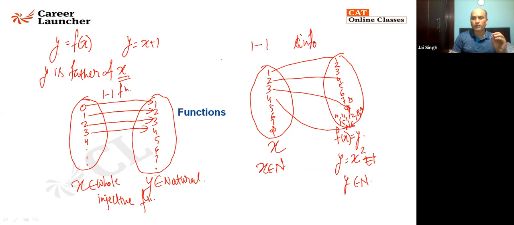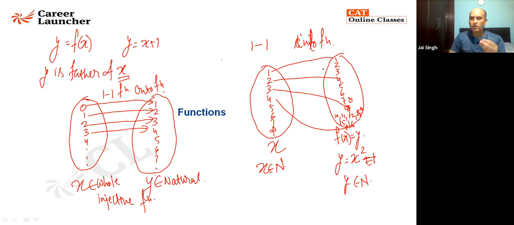What is an into function? Into function means not all y are fathers of x. There are some values which are not connected with any value of x. That's why it is an into function. And this is known as an onto function. Every value of y is connected with a value of x, meaning every person in the set of y has a child there.